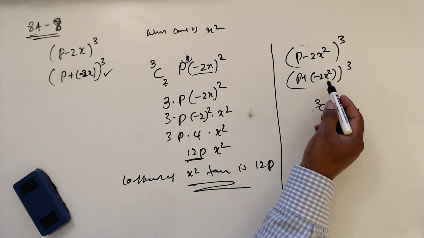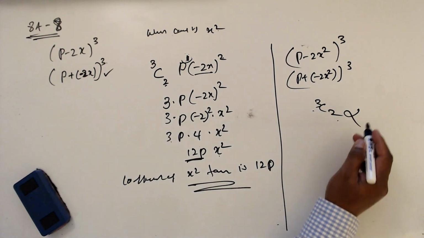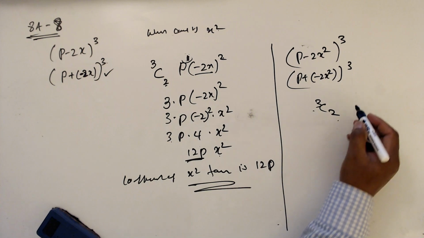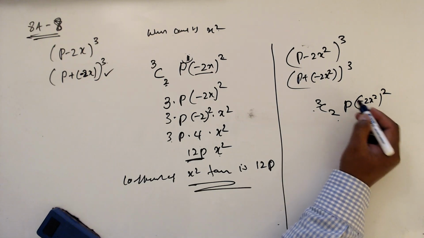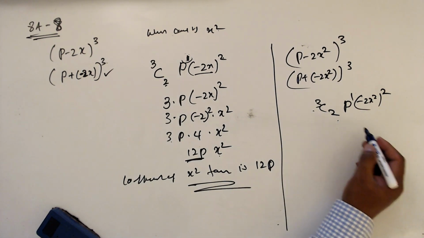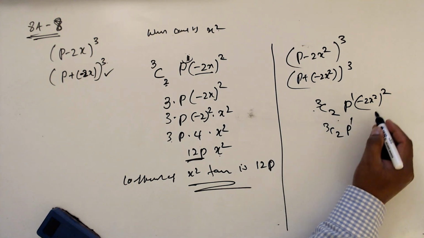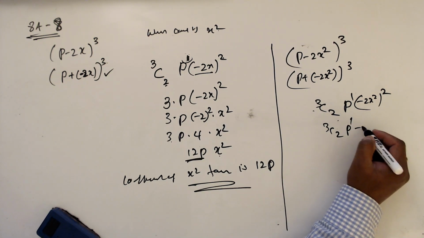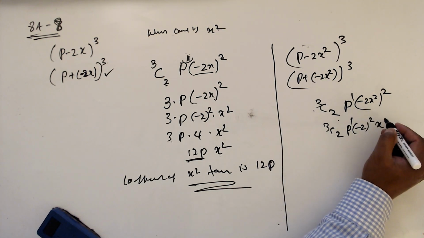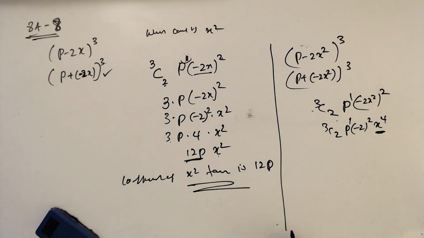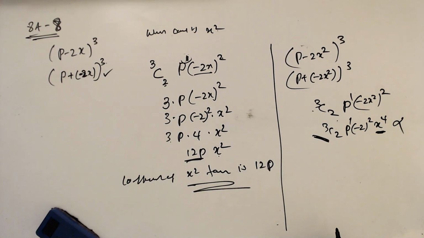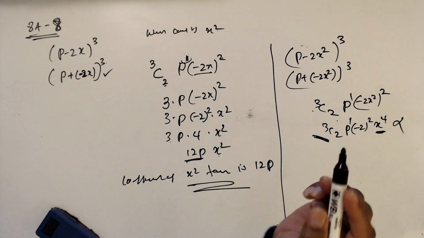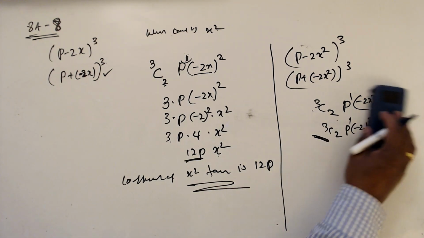Let's see what will happen if you take 3c2, minus 2x square 2, and p1 as usual. Then 3c2 p1 is going to be minus 2 square, and x square, which is x to the power 4 you will get. Then this is a wrong answer. In that case, you can't use 3c2. You have to use your brain and be careful which term will give the x square term. It's not 3c2.